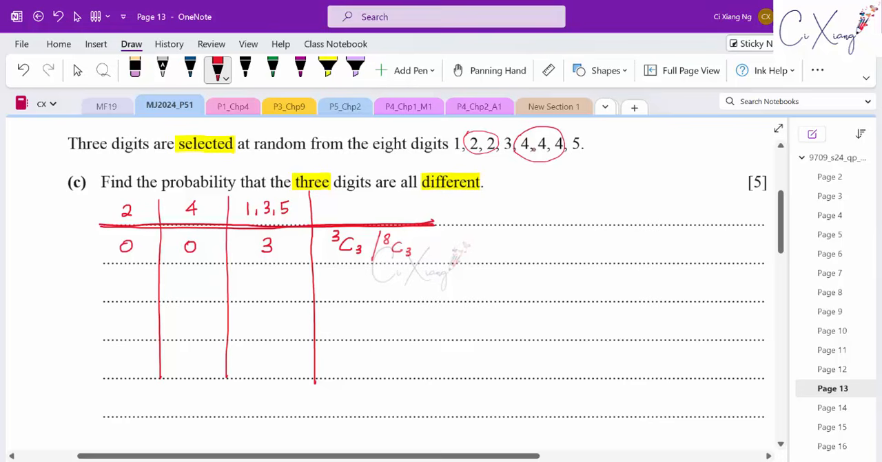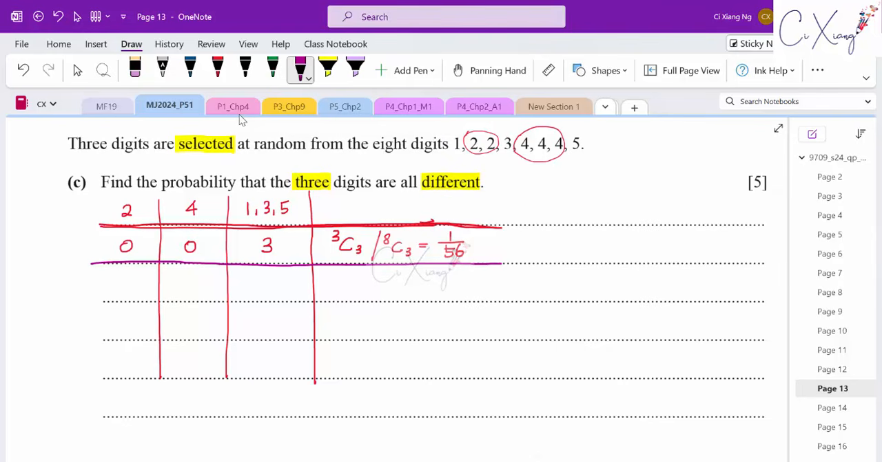8C3. All right, so use a calculator to help a little bit. You'll get 1 over 56. So this is the first case that I have. All the 3 numbers are different. So 1, 3, 5, you select, all are different.